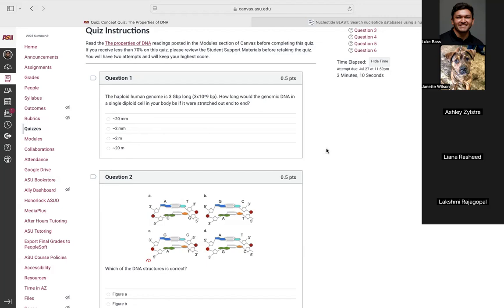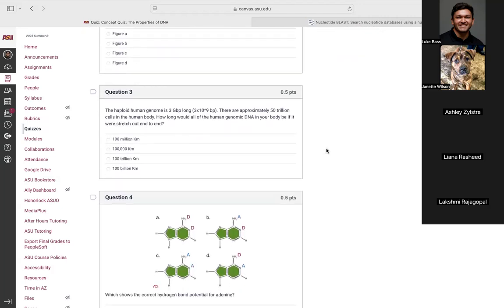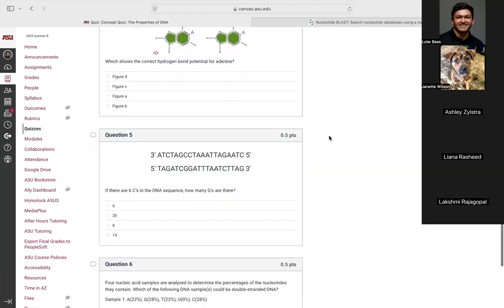Because question 3 is a continuation of this question, after we do that 2 meters, we have to multiply that by 50. So that's how we get that 100 billion kilometers. So one is related to the other. So it's kind of a hit or a miss there. I see what you're saying. Are you good with this quiz? Anybody else before we move on?